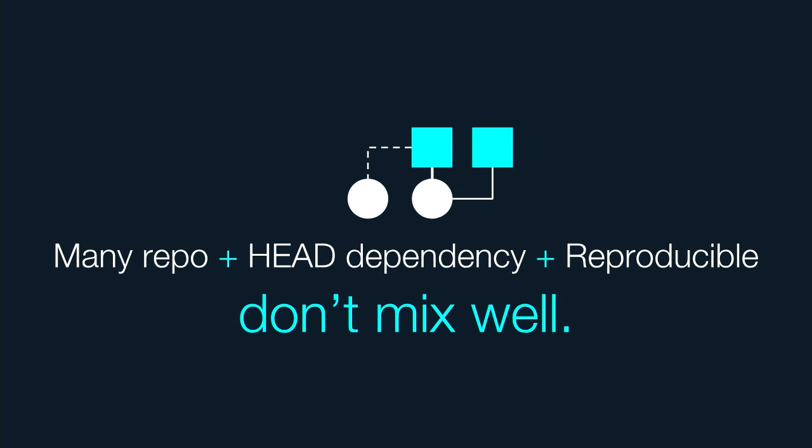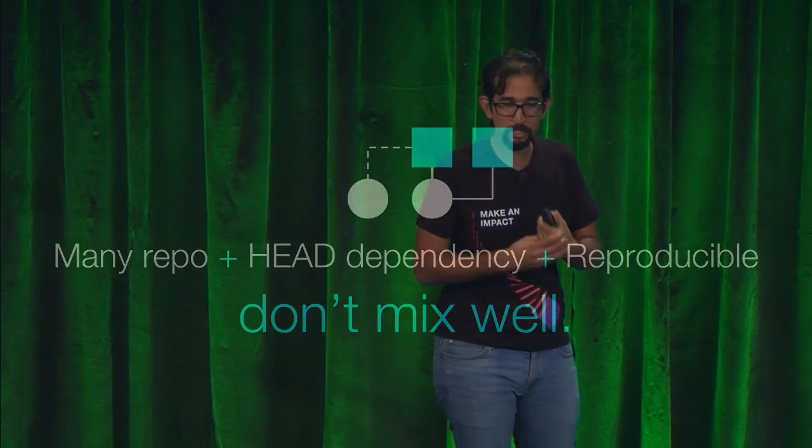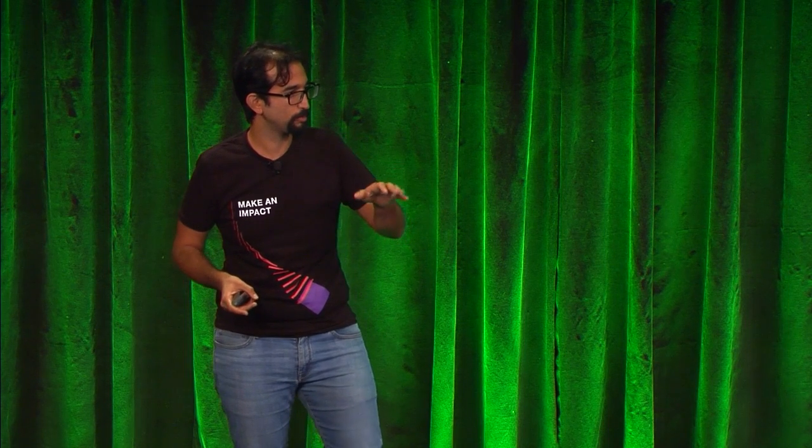But many-repo head dependency plus reproducible don't mix that well. I'll tell you a story of how I came to realize that. So we were building, like I said, a big system with all kinds of challenges, and we were saying, you know what? No problem. We will just have the commits in the workspace file of the other repositories, and we will update them automatically whenever a commit happens.